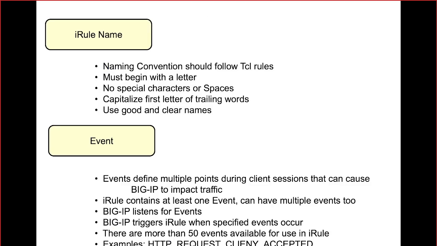I think I have explained this already. The naming convention should follow the TCL rules: it must begin with a letter, with no special characters or spaces. This is the structure of your iRule. When you're naming an iRule, you have to follow these conditions. Events, we have many events. Just now we have seen them, and you want to refer to any of these events.